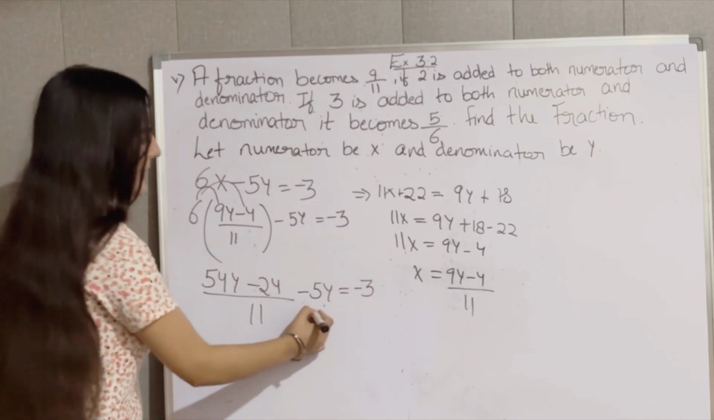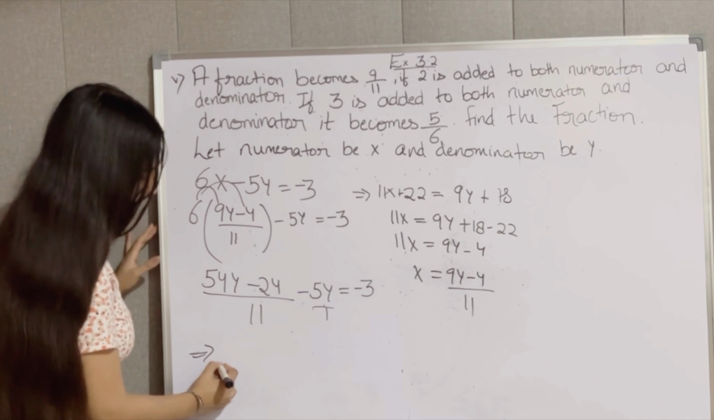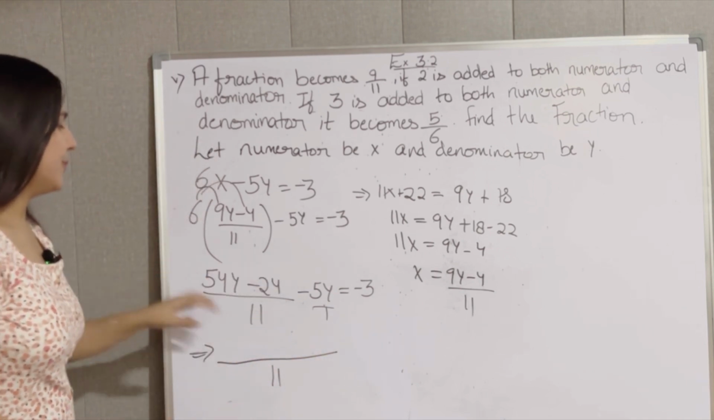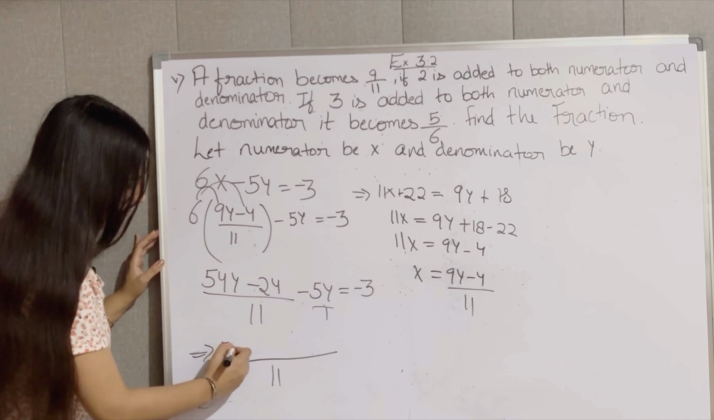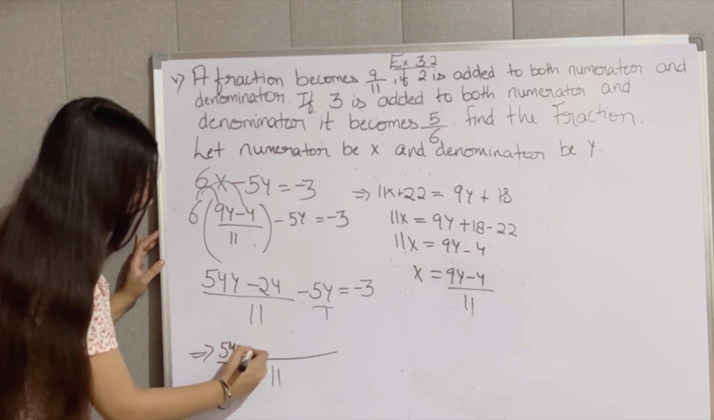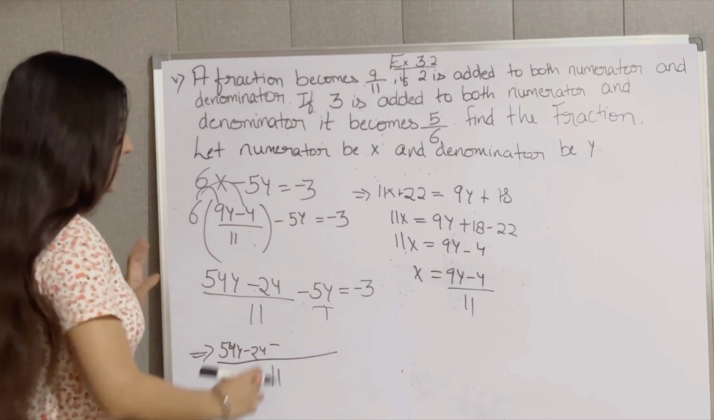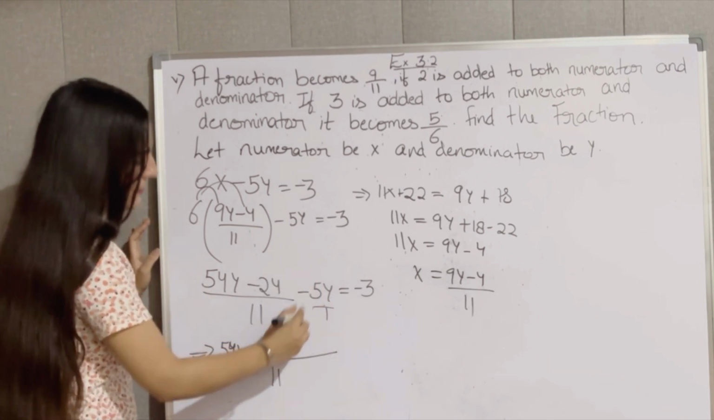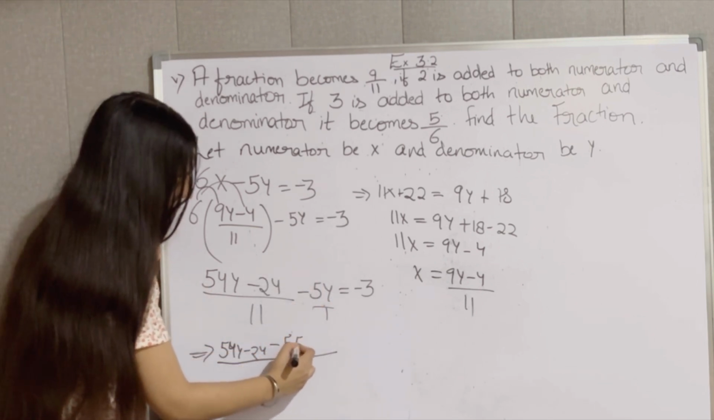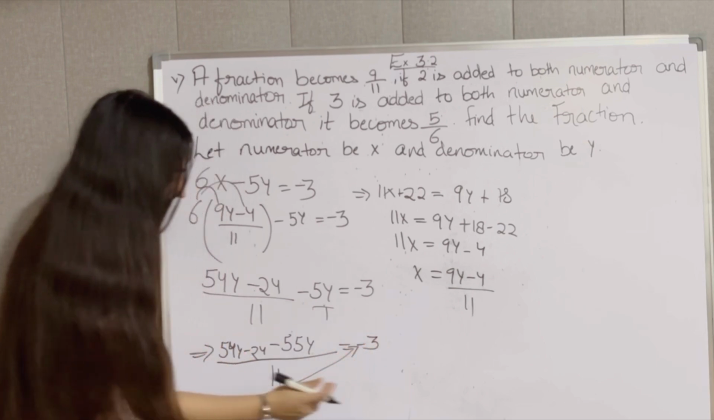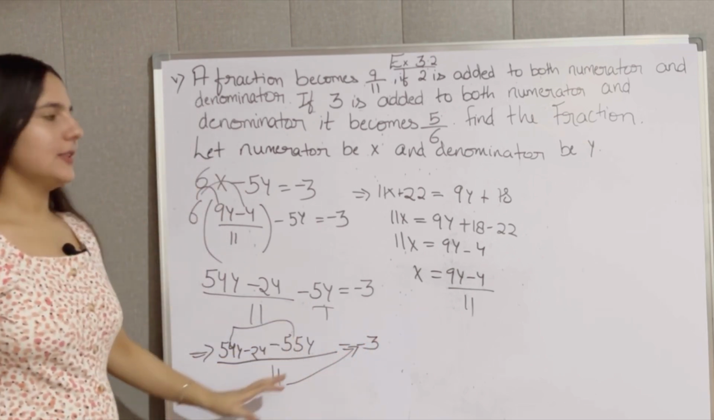Now we'll take the LCM. LCM of 11 and 1 will be 11. 11 ones are 11, so the numerator will remain the same. 54y minus 24, then minus 5y: 11 divided by 1 gives 11 times, so 11 multiplied with 5 is 55y, is equal to minus 3. Next step, we will transfer this and solve these two.